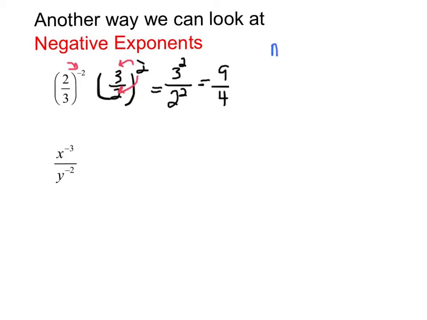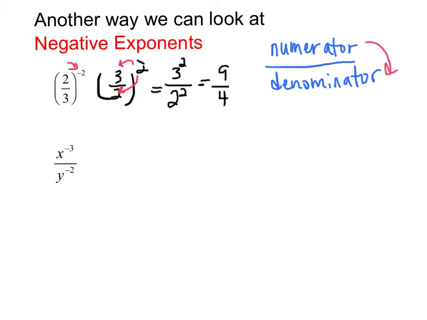So if we have a negative exponent in the numerator, or we have a negative exponent in the denominator, what we can think of this as doing is in a way switching places. So if we have one in the numerator, it'll send it to the denominator. And if we have a negative exponent in the denominator, it sends it to the numerator. So let's look at this example down here.